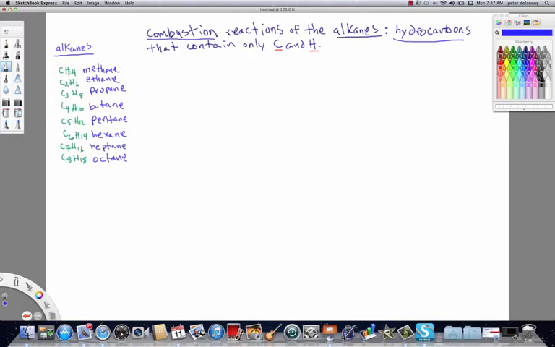We see when you look at the molecular formulas that in each case there's only carbon and hydrogen. So we want to look at the combustion reactions of these with oxygen. We're going to start with methane. Methane's a gas, and it's going to be combined with oxygen.